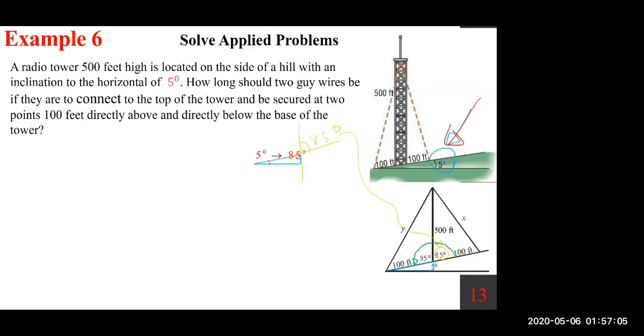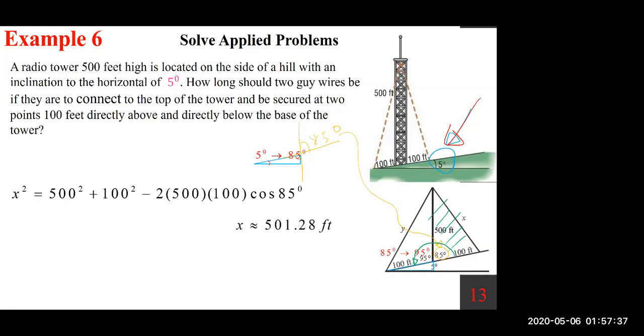Okay, notice what's happening. If you look at this piece, you can find x, because x squared is 500 squared plus 100 squared minus 2 times 500 times 100 times cosine of 85 degrees. Again, I'm not going to do the math. It's a simple math. You can go through the process, plug in, take a root, use a couple of decimals, and x becomes 501 feet, roughly 501.28 feet.